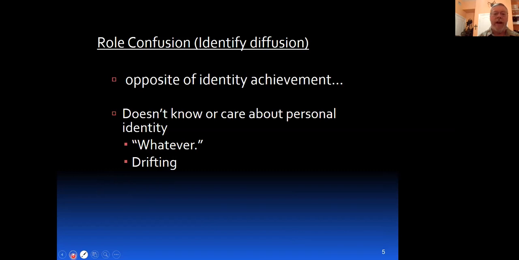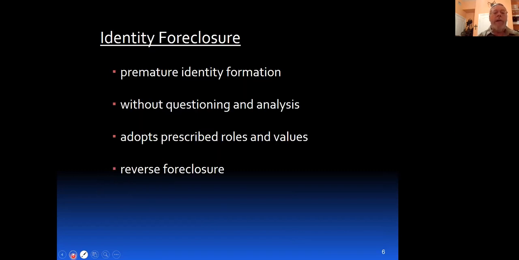Obviously not too desirable. So there are some statuses of identity, though, that are sort of between role confusion and identity achievement, such as identity foreclosure. Identity foreclosure is when a person prematurely forms their identity without really questioning ideas of others and without analysis of their situation. So they simply adopt roles and values that have been prescribed for them by others.